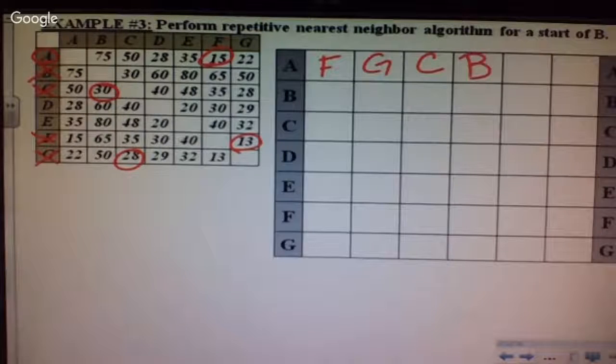Okay, so now I'm in B. The only two options I have left that I haven't crossed out are D and E. So from B, I can either do 60 or 80. We're going to choose 60, which is D. I have to go to E before I go back home. So D to E is 20. And from E, I have to go back to A. So that's 35.